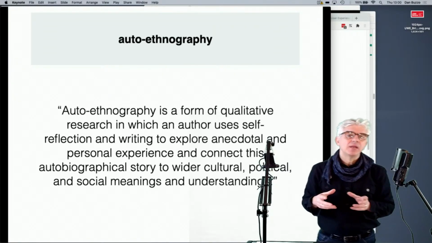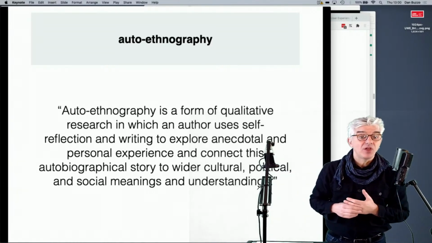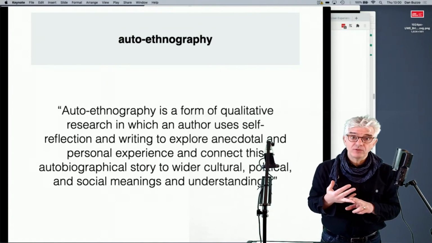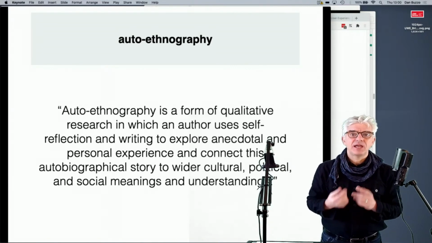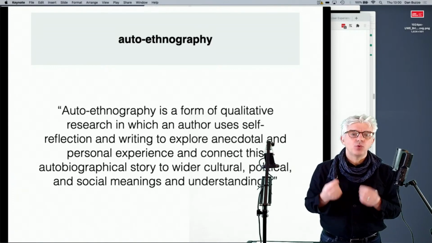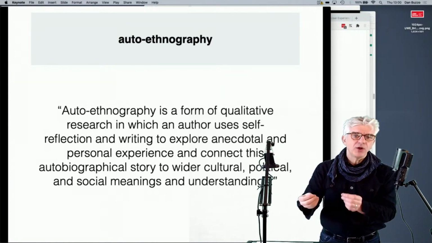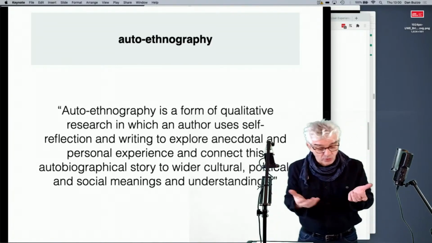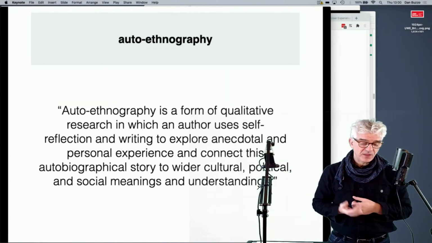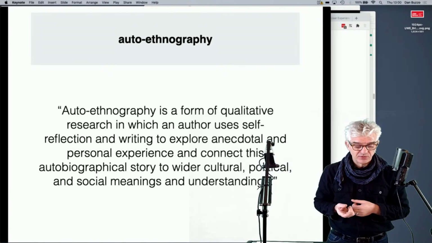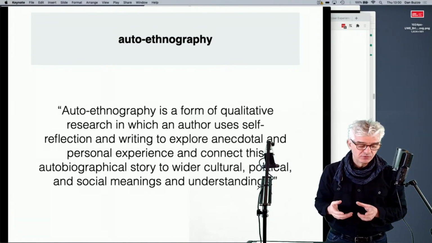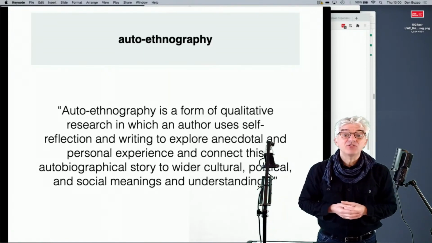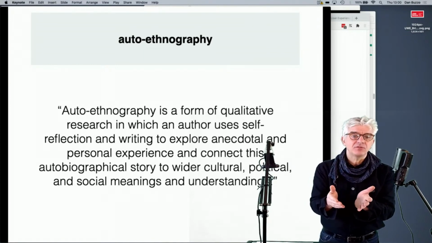Now, there is an element called auto-ethnography within this, which, for our perspective of having often very little budget and small amounts of time and working on small projects fast, can be really, really helpful. And it's the idea of auto-ethnography. Just like autobiography, it means doing it ourselves. And it's a form of qualitative research in which the author, us, uses self-reflection and writing to explore anecdotal and personal experience and connect this autobiographical story into wider cultural, social, political meanings and understandings. Essentially, it's go to the place where people are doing it and do it yourself.